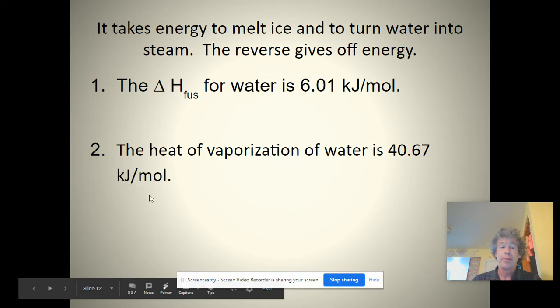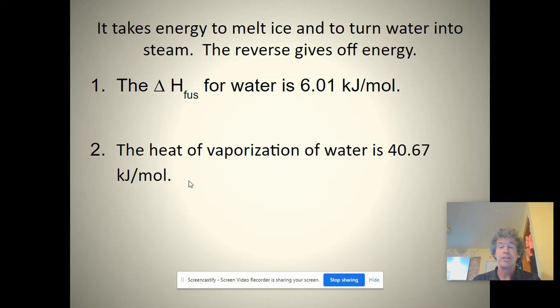So it actually takes a lot more energy to convert liquid water into steam, so again a much bigger number, 40.67. Now, if you're going the other way, you're actually giving off heat. So when you freeze water and turn it into ice, you are giving off heat, so there would be a negative sign here: negative 6.01 kilojoules per mole. And if you take steam and condense it, it's going to be negative 40.67 kilojoules per mole.